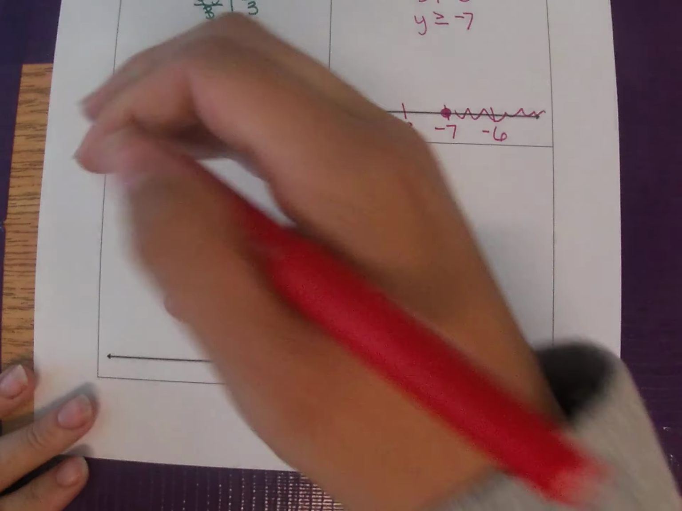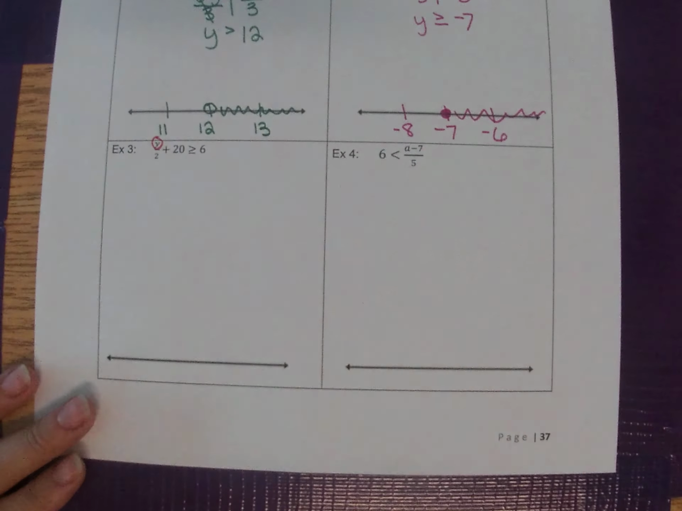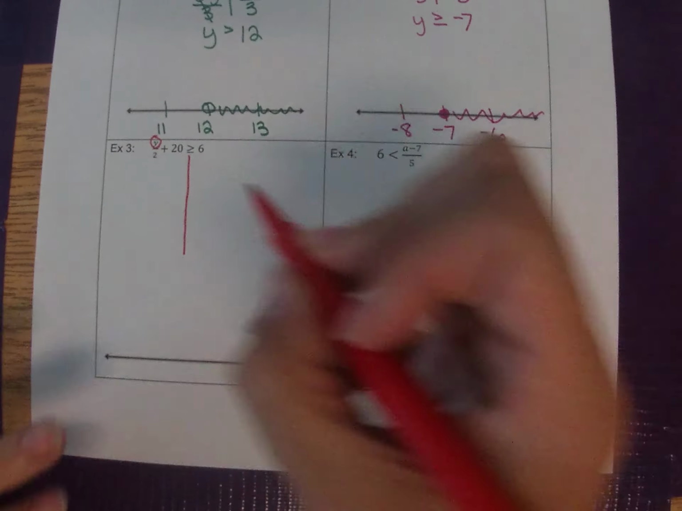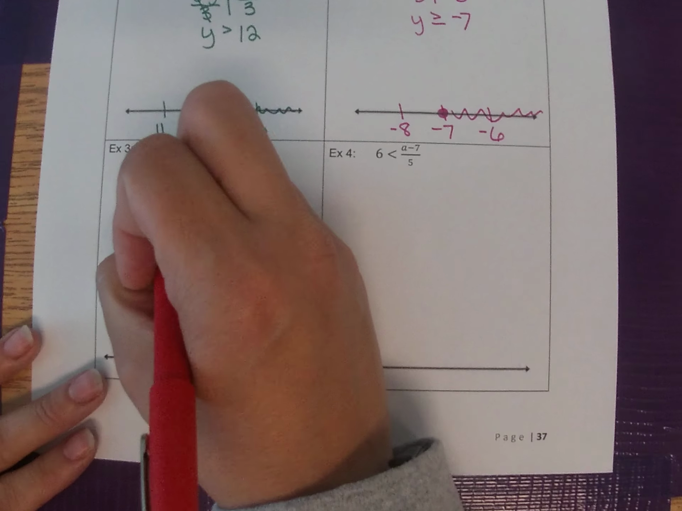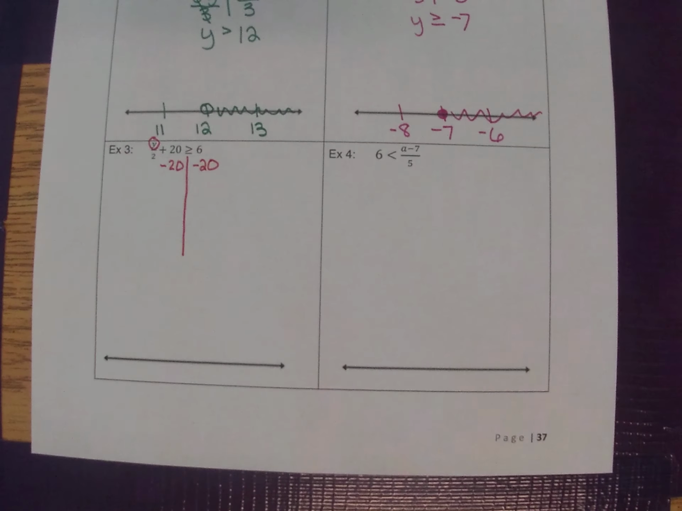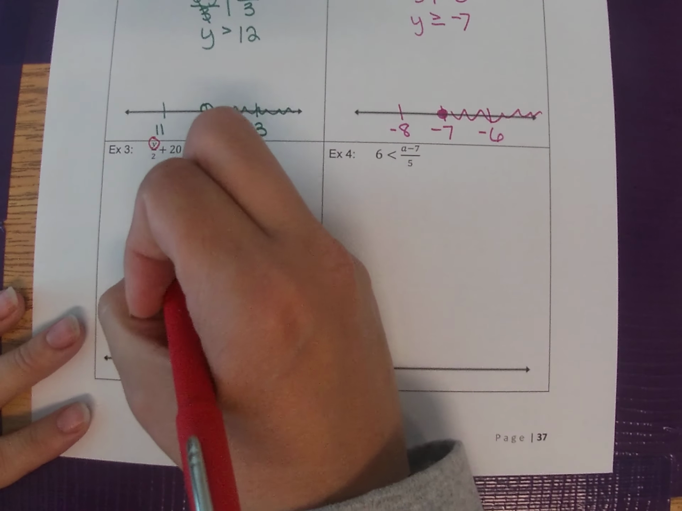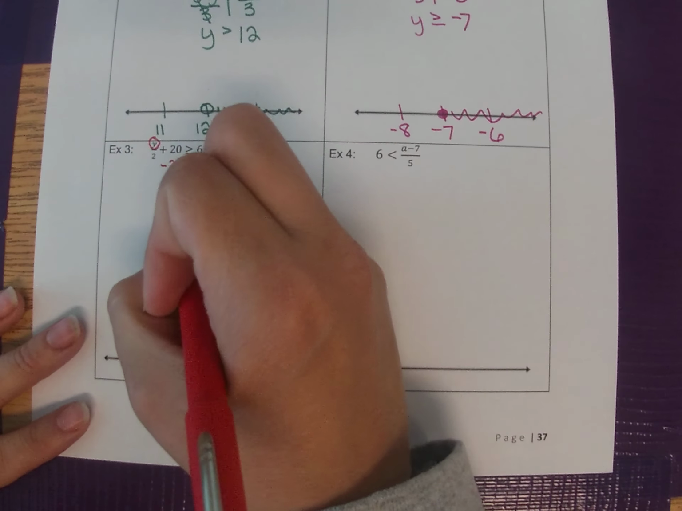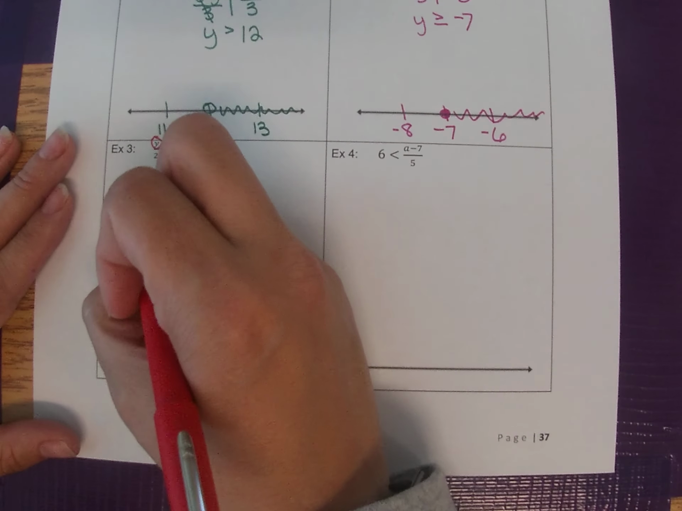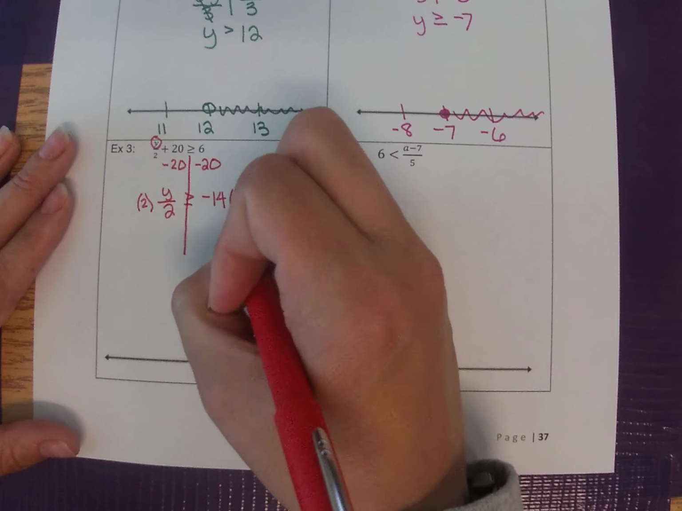Number 3. Here's my variable. Right, so I'm going to undo any addition or subtraction. So I'm adding 20. I'm going to undo adding 20 by subtracting 20. Subtraction is never a reason to flip the sign. So that gives me negative 14. I'm going to undo dividing by 2 by multiplying by 2.